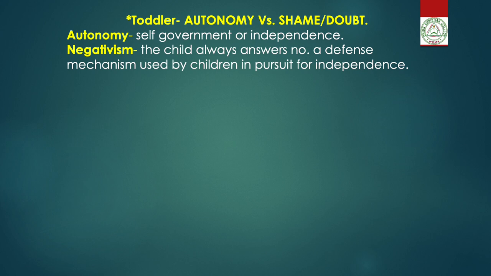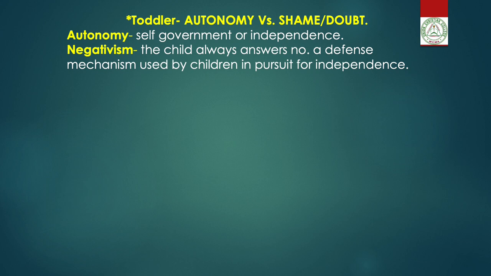Remember as well that during toddlerhood, there is a very strong sense of negativism or negativistic behavior. The child always answers no. Gusto mong kumain? No. Kumain ka ng ganito? No. Magsuot ka ng damit mo? No. These children always love saying no because it is a defense mechanism being used by them in pursuit of independence. What they are trying to say is, wag mo akong dinidiktahan, because I am trying to do things on my own, because autonomy is very important for the toddler. However, since they have minimal vocabulary, it is easier for them to say no instead of explaining themselves. So negativism is very normal for toddlers because they are on their way to developing the sense of autonomy.